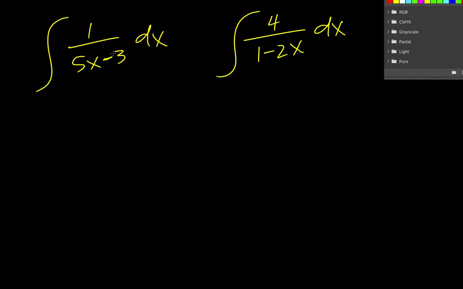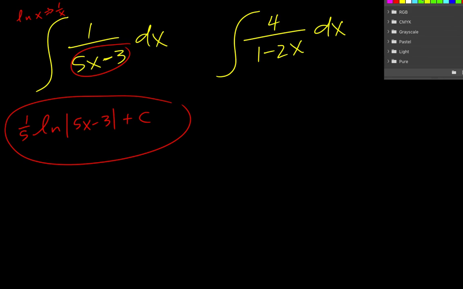The trick on this one is remembering that the derivative of natural log of x is 1/x. And so when we do this one, we're just going to treat it like this is an x first. So we say natural log absolute value of 5x minus 3. But then we need to divide everything by the derivative of the inside, which is just 5. So we can put a 1/5 out in front, and then we say plus c, and we're done.